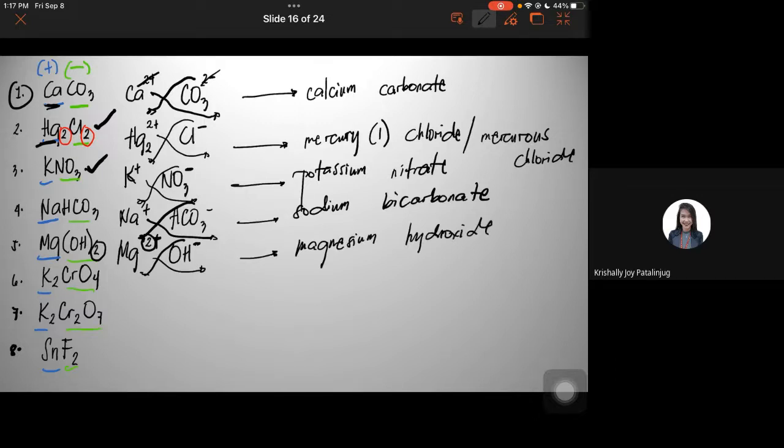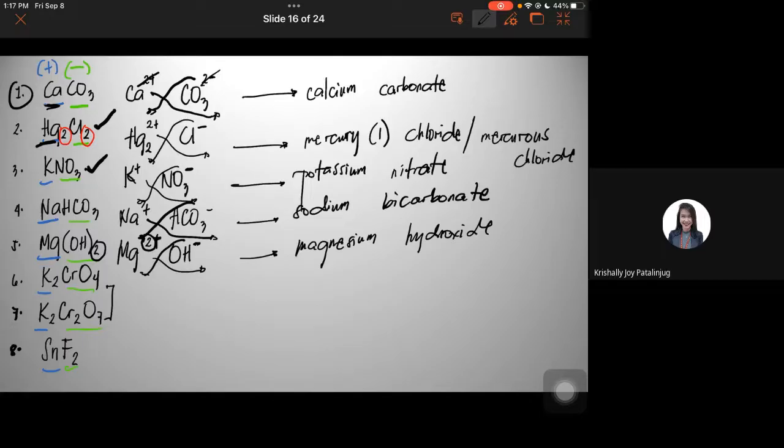Okay, next. Please try to familiarize yourselves with compound number 6 and number 7. You will be exposed to these chemicals in your laboratory. You will be performing different qualitative analyses in your laboratory experiments, so you will also encounter these chemicals. Please observe the difference.